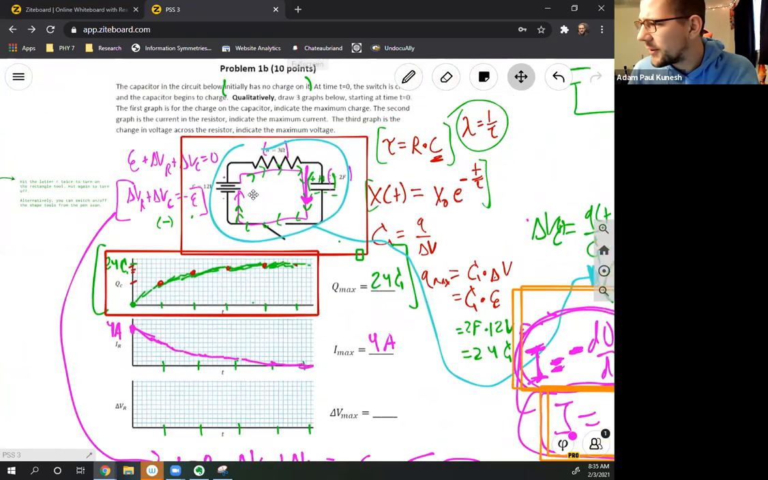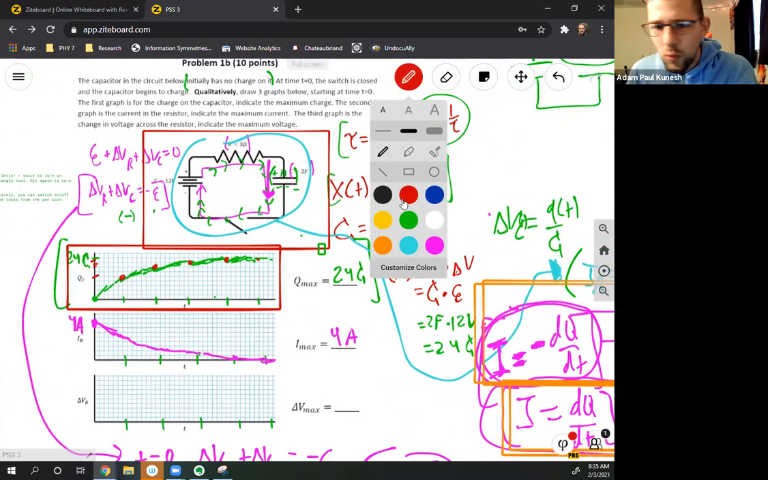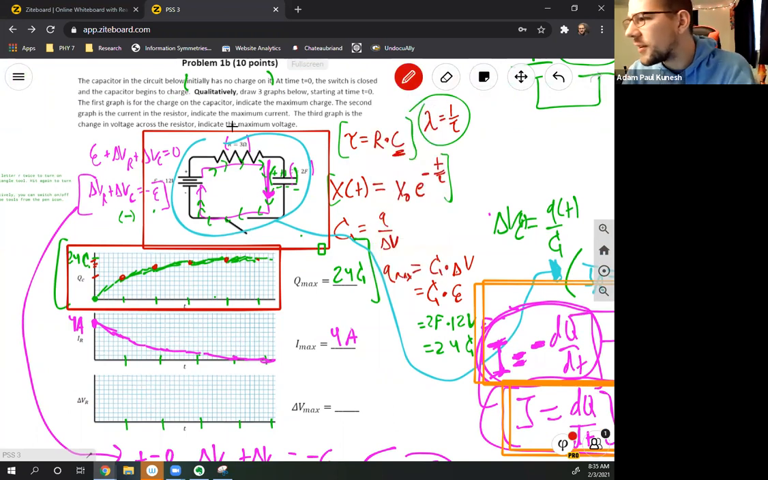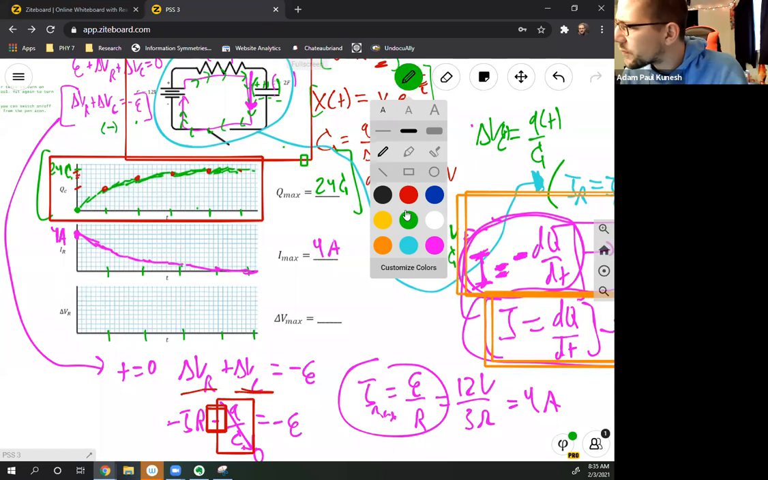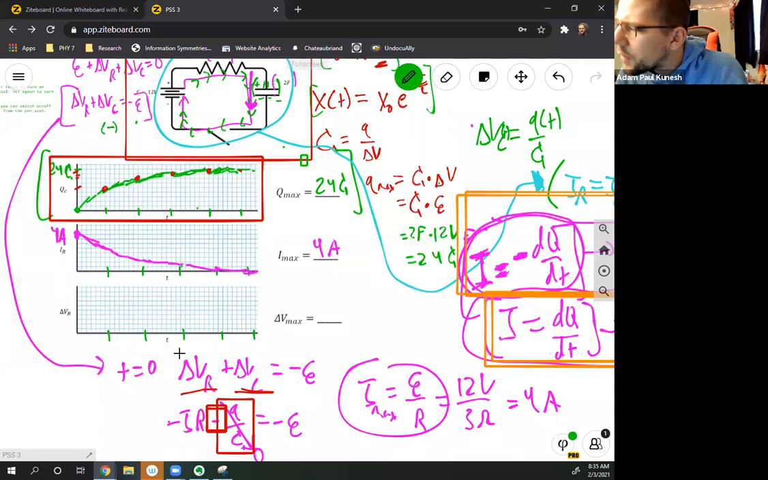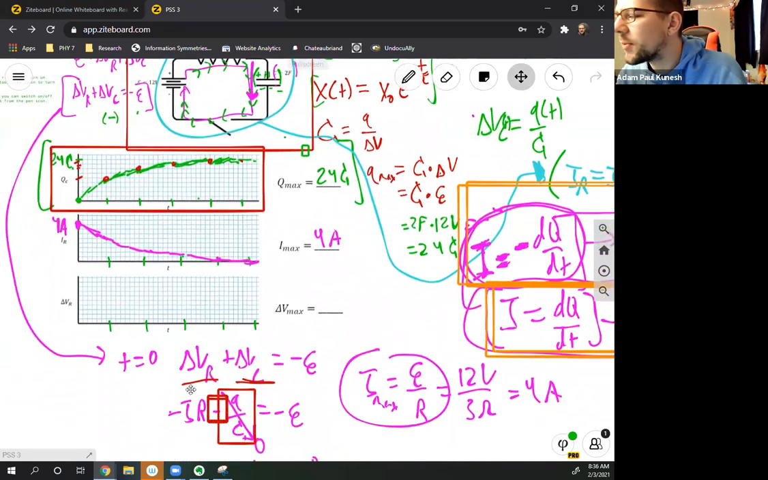Let's hop over to voltage. So we're interested now in the voltage across the resistor, not the voltage across the capacitor. Recall from our loop rule below that the voltage across the resistor and the voltage across the capacitor are kind of fighting for the resources of the battery. So the total of the two will be 12 volts, but each of them is going to split it in different amounts over time.